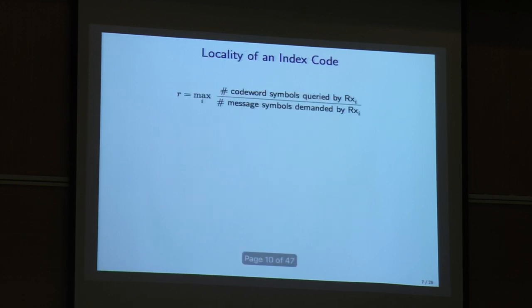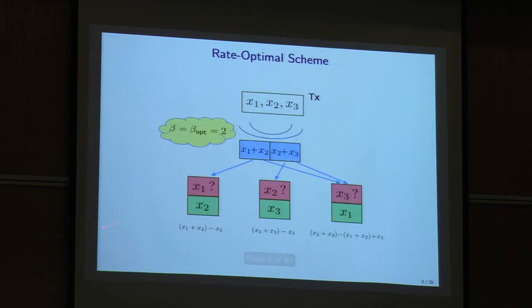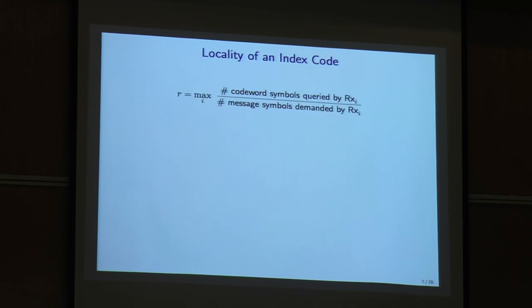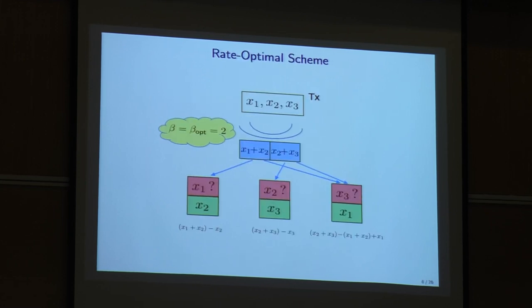For that we introduce locality. Locality is defined as the number of symbols that the receiver needs to listen to or download, normalized by the number of symbols that it actually needs. This receiver needs 1 frame and listens to 1 frame, so locality here is 1. Locality here is 1. Locality here is 2, because he needs to listen to twice as much. Then you take the worst case among all the receivers. You have 1, 1 and 2, so the worst case is 2. So I define the locality of this coding scheme as this number. The locality of this scheme is 2.